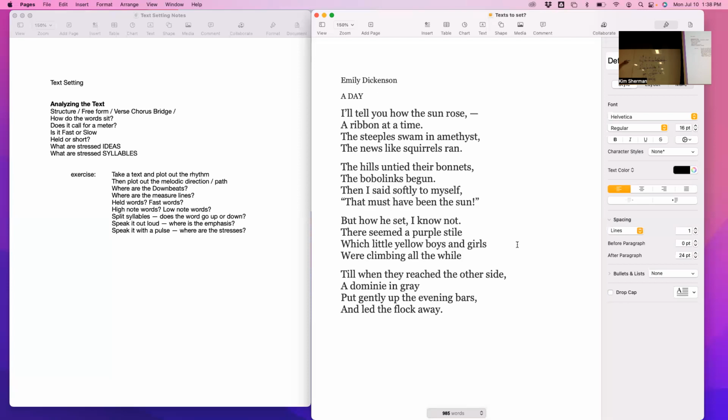Like when the hills untie their bonnets, as well as increasing in dynamics, you can also use pitch. Since they're made of stone, that could be lower notes. Then it drops down softly, and then it builds back up and starts to swell. And then back when the sun sets. Yeah, so it's got a real arc.